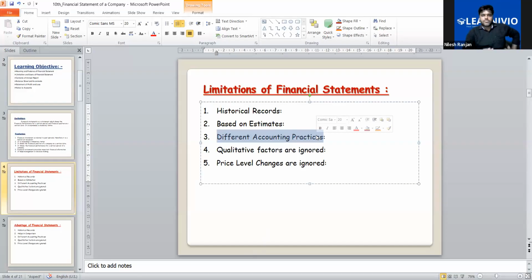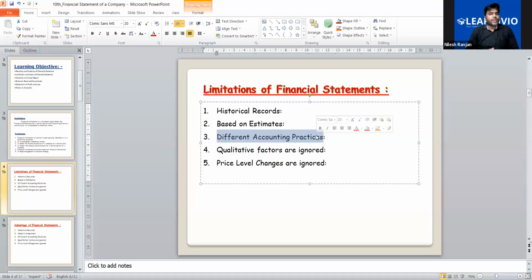Yes. The next is qualitative factors are ignored. Just now, I have explained that the quality of employees cannot be recorded in the books. So any quality of product, good behavior, good communication skill cannot be recorded in the books, because these are qualities, and quality cannot be termed in monetary value. If it is not in monetary value, then we cannot record it.